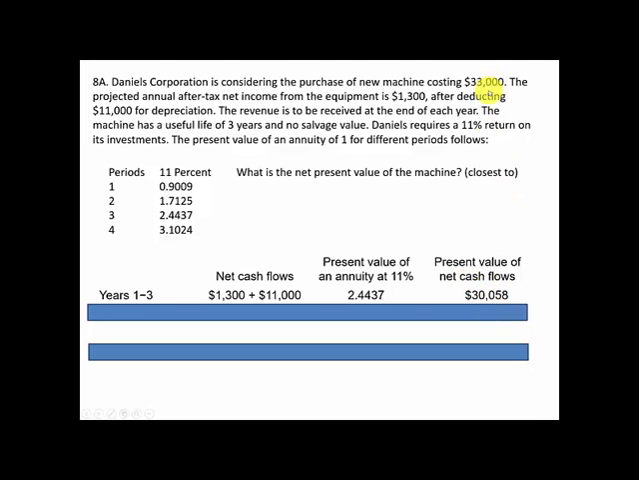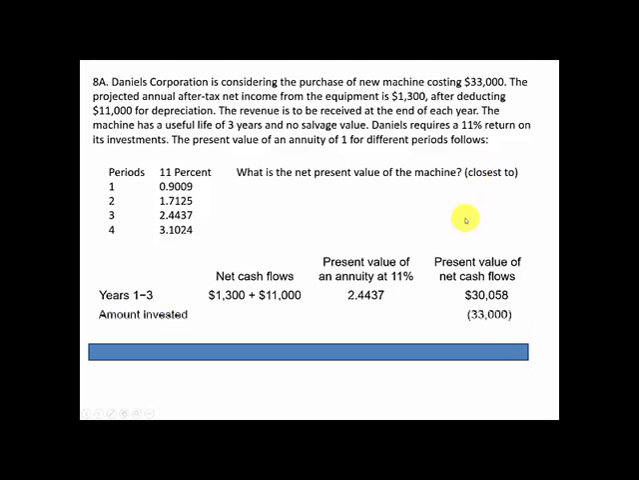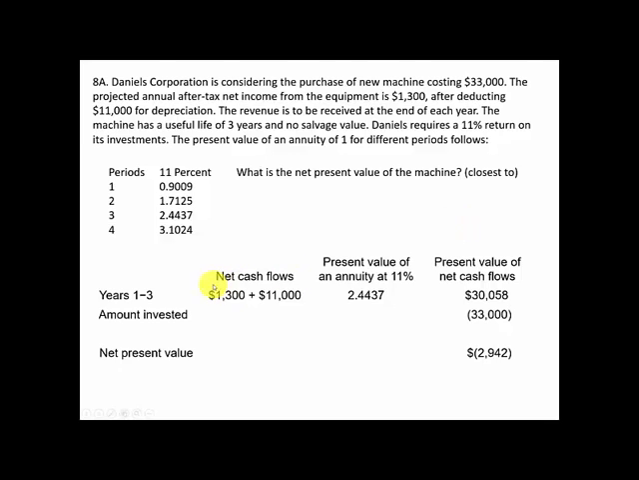You compare that to the $33,000 that we spent, and the net present value is going to be a negative amount, which means you wouldn't want to do this because the net present value is less than 0.